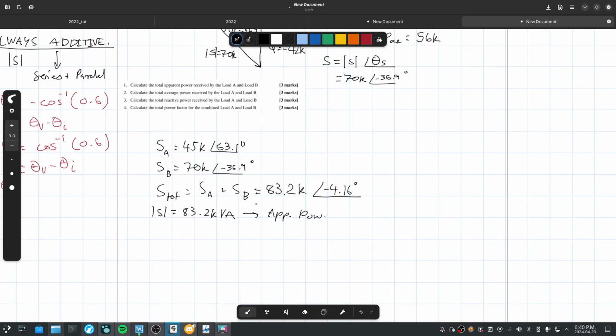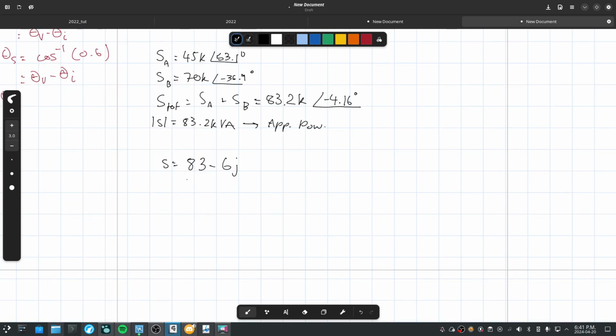So this is our apparent power, and now we can just break this down into rectangular form to find the components. S is going to be equal to 83.2 thousand with a phasor of negative 4.16. If you put that into rectangular form on your calculator, you're going to get 82.98, that's 83, minus 6j. And again, this is P average minus Qj.